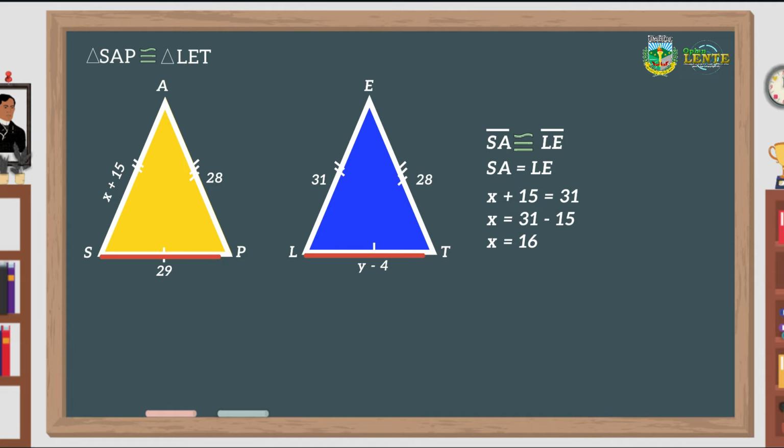Side SP is congruent to side LT. And side SP is equal to 29. And then side LT is equal to y minus 4. We have 29 plus 4 is equal to y. Then the value of y is equal to 33.